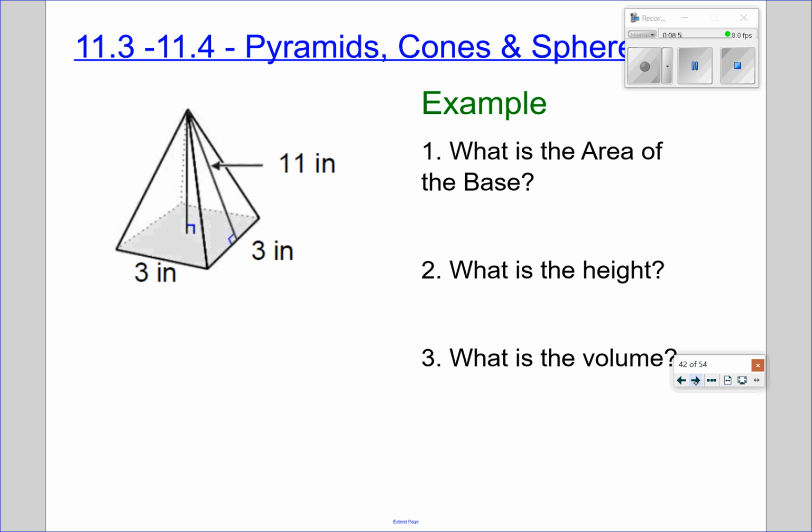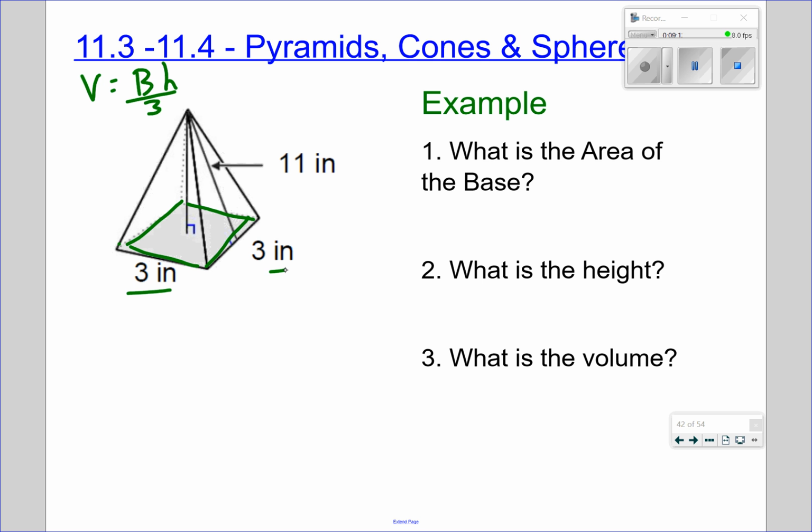Okay, another example. This one's worthwhile to write down also. So same process. We have a pyramid, so we're going to use that volume equals area of the base times the height, all divided by 3. So our base now is not a triangle, it's a square or rectangle, but in this case we know it's a square because these 3 and 3 are both the same dimension. So the area of our base would just be base times height, or 3 times 3, which would be 9 square inches.